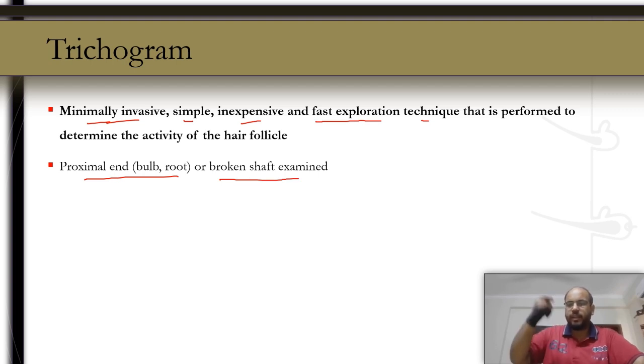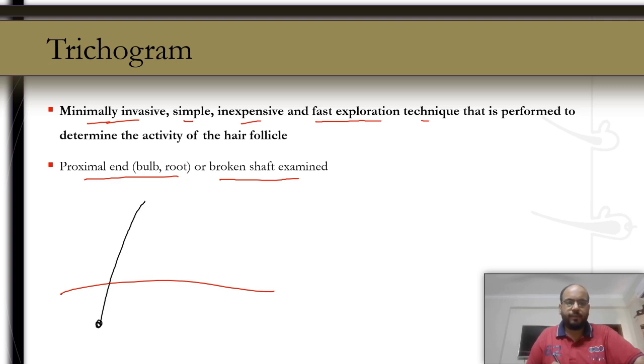If you pluck it out, there is tension in the hair shaft. So if the hair shaft is abnormal, the shaft can get broken and you can see the broken ends. Let me explain it. Let's say this is the scalp and this is the hair along with the bulb. In anagen hair, the bulb is going to stay here only and the hair shaft is going to come out, and you can just examine the crumpled end of the hair shaft. So this is anagen.